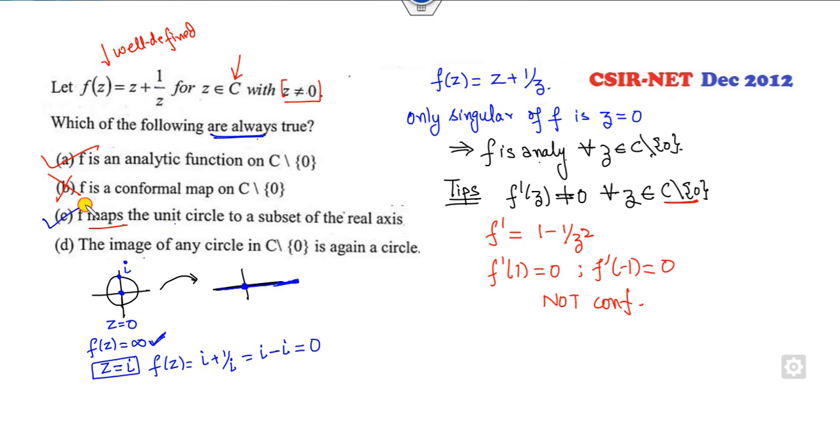The image of any circle under f is again a circle. It's a wrong option. Why? Because if I take iota as the point, it maps onto the 0, and 0 cannot be the radius of any circle. So saying it is again a circle is a wrong option. So the right answers are A and C.